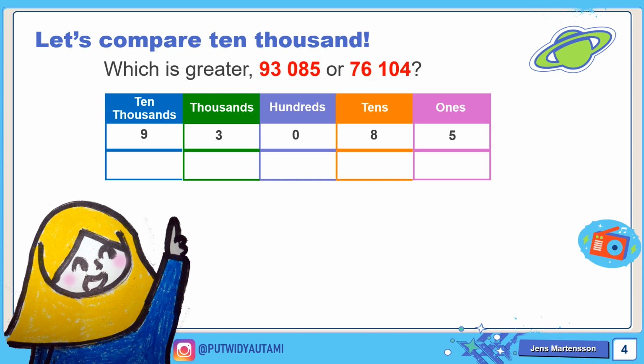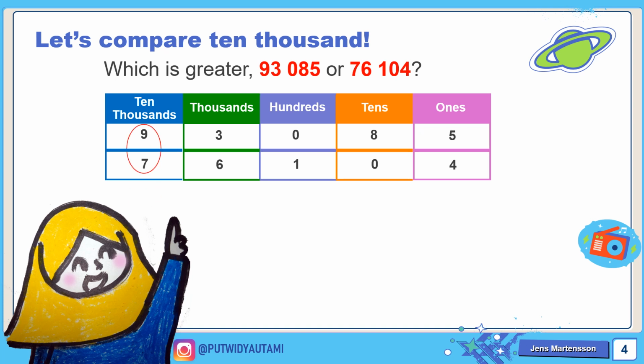In 76,104, what is the digit in 10,000s? 7. Good. What about thousands? 6. Well, good. What about hundreds? 1. What about tens? 0. What about ones? 4. Okay, now let's compare the 10,000s.